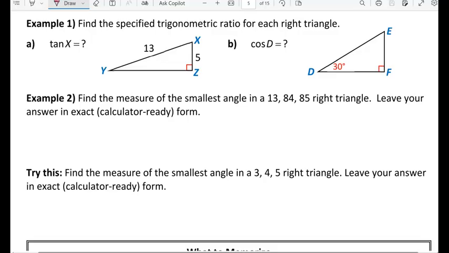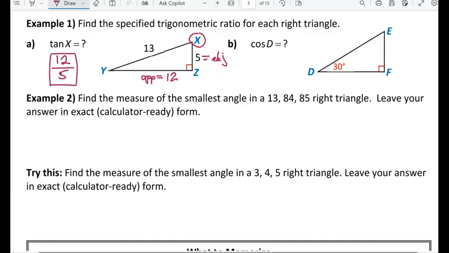In example 1, we're asked to find the tangent of angle x. Tangent is equal to the opposite side, which is missing here, over the adjacent leg. And what we're going to notice here is that our hypotenuse is 13 and one of our sides is 5. That's part of a Pythagorean triple, 5, 12, 13. So we know that missing side must be 12. So tangent of x is the opposite over the adjacent, or 12 divided by 5.